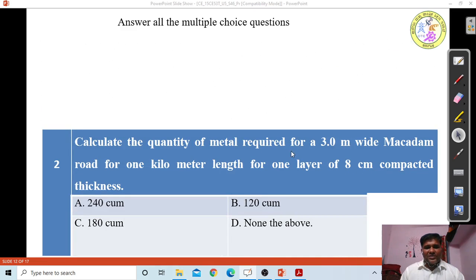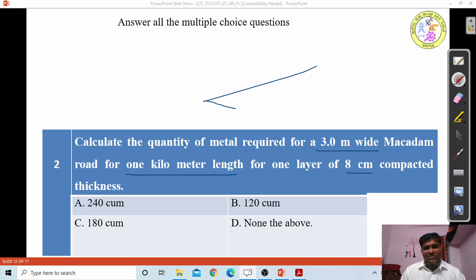Calculate the quantity of material required for a 3-meter wide macadam road for 1 kilometer length for one layer of 8 centimeter compacted thickness. What is the quantity of that material? Either A, 240 cubic meter, B, 120 cubic meter, C, 180 cubic meter, or D, none of the above. The right answer is A.